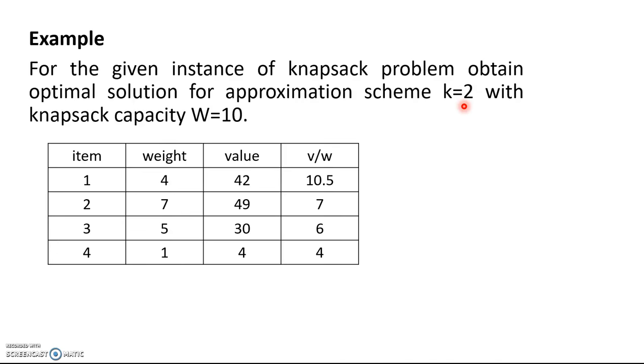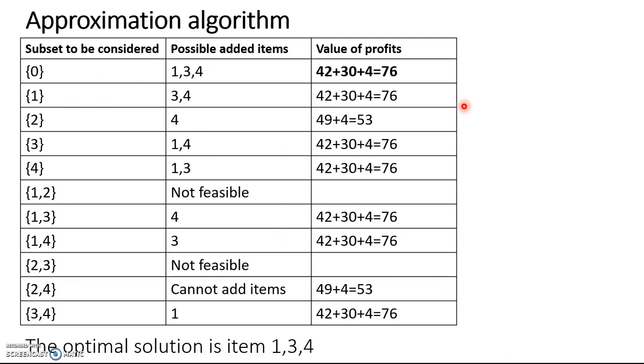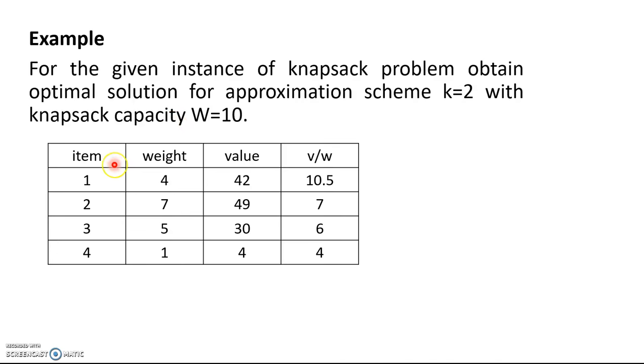So I can take a subset of items starting from 0 items, 1 item, up to a maximum of 2 items, not greater than 2. Initially I am taking the subset as 0, which indicates there is nothing inside my sack. Now I am going to see what are the possible items I can add into the sack. As there is nothing inside my sack, first I am trying to add item 1. Item 1 weight is 4, which is less than 10, so I can place item 1.